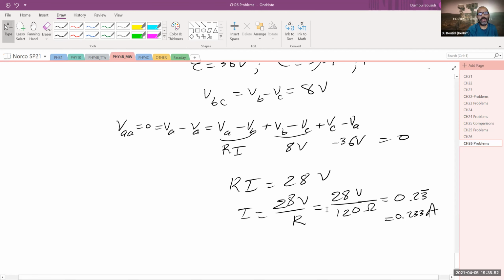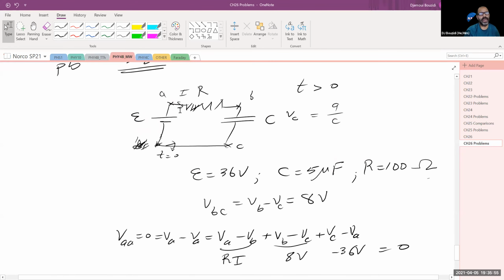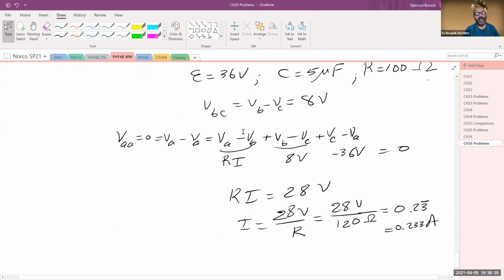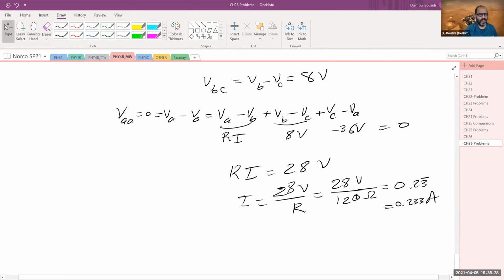Okay? I hope that you understand the point in here of how to find this current, because it's just a regular circuit now. Because I know the voltage drop across the capacitor, and I know the voltage across this one in here, so I can find the voltage across the resistor, and that is actually by Ohm's law, R times I. From there, we find I, which is just the voltage drop divided by R. So in this case, it's basically the difference between 36 volts and 8 volts. Okay? Does this make sense? How to find the current?